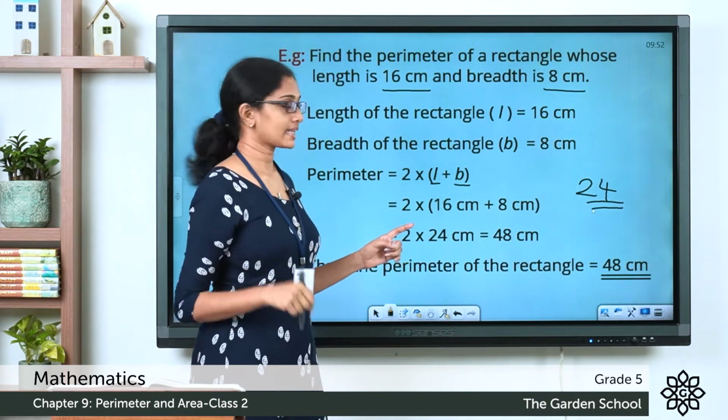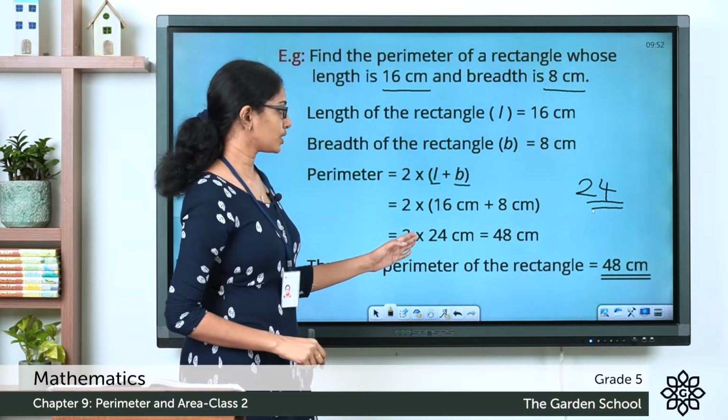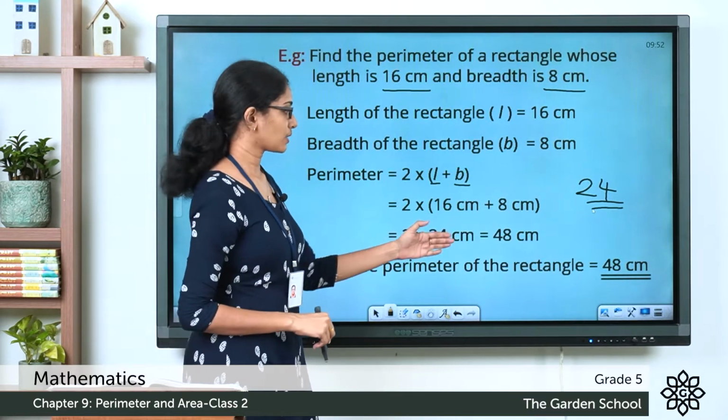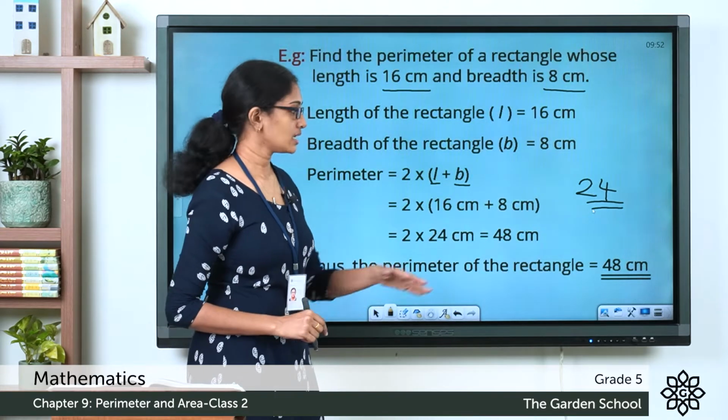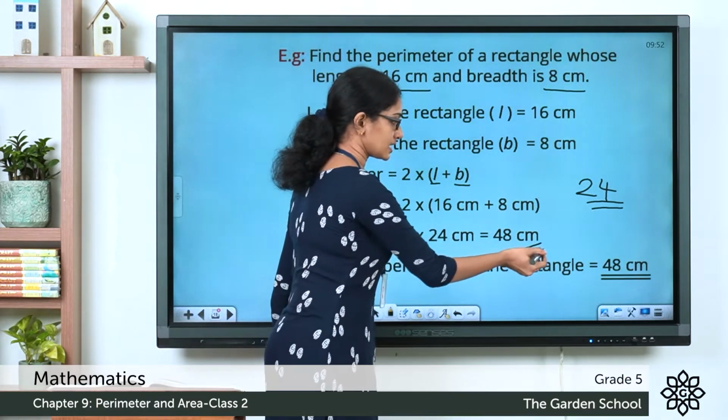Now, you have to multiply that by 2. So, that is 2 into 24. 2 into 24 is equal to 48, and since the dimensions are in centimeters, the unit to be written here is centimeter.